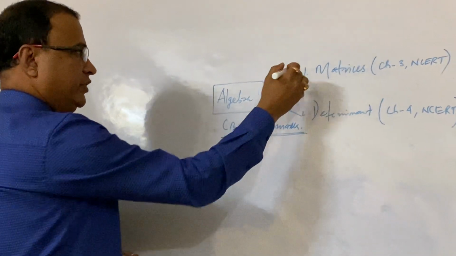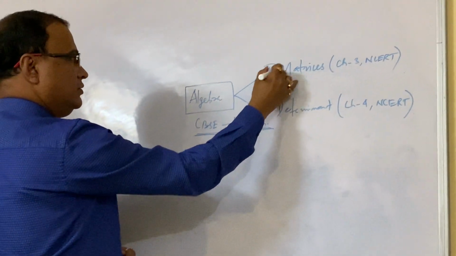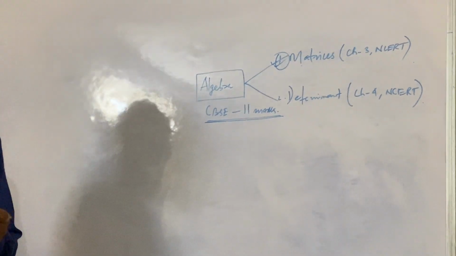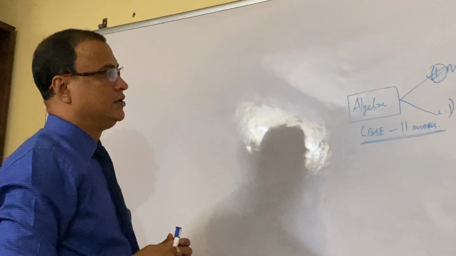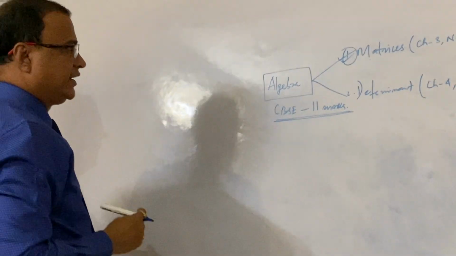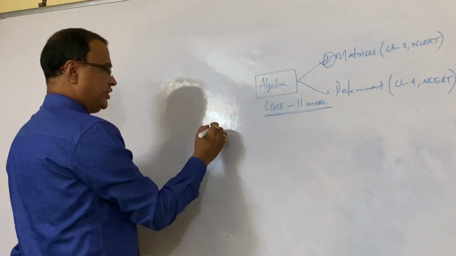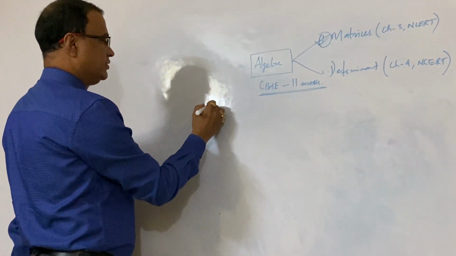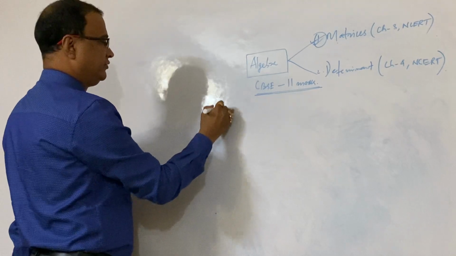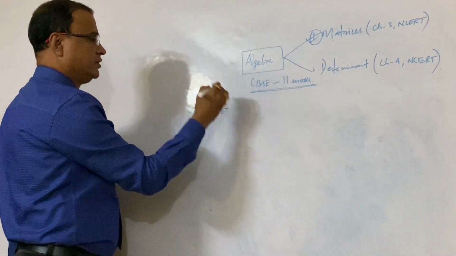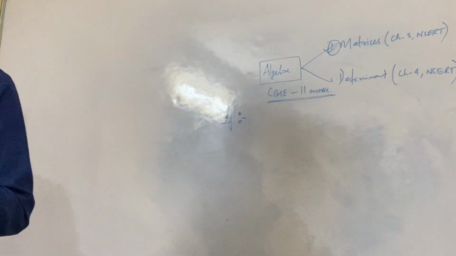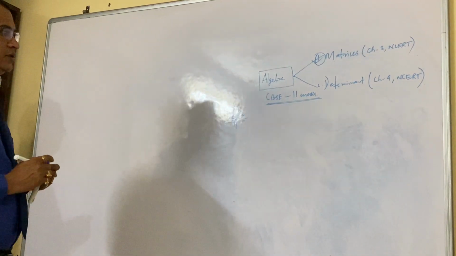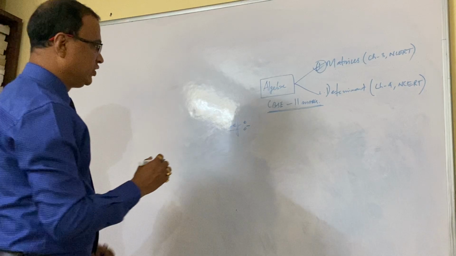So we start today with the chapter matrices, chapter number 3. Before we start, let us define matrices. First we give the definition of a matrix. A matrix is nothing but an arrangement of numbers. In simple words, it is the arrangement of numbers.